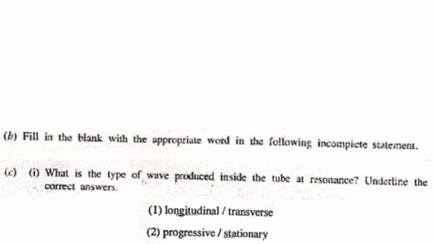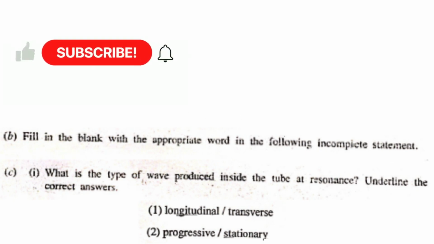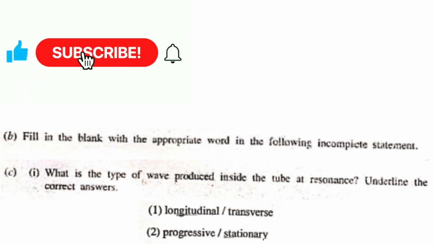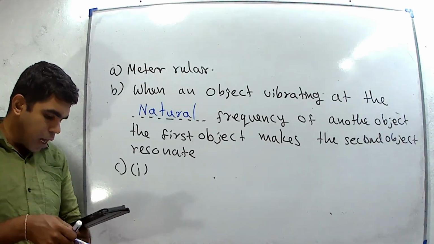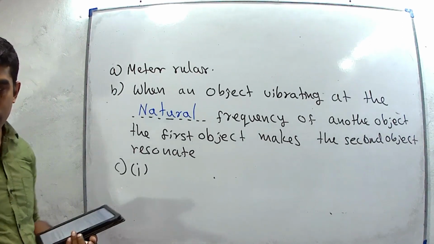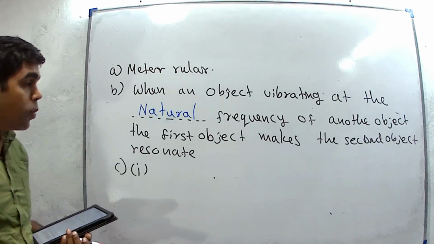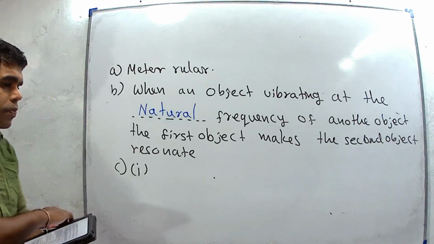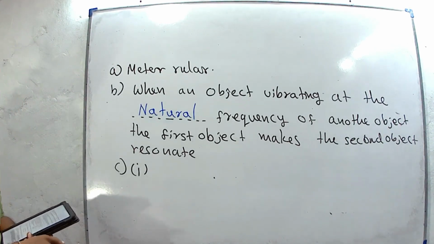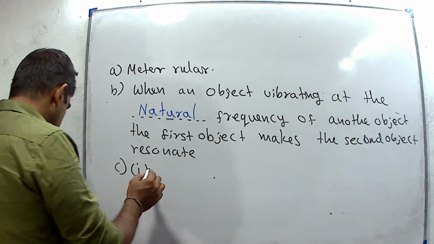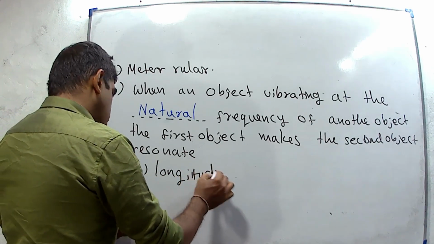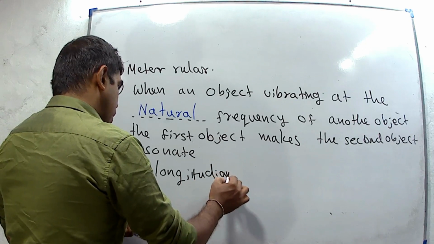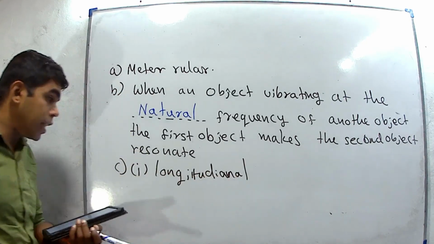Then part C1. What is the type of wave produced inside the resonance tube? Underline the correct answer. Longitudinal or transverse. We know that for a resonance tube, we are using sound waves. Sound waves are longitudinal waves. Therefore, we have to write longitudinal waves. We have to underline this one.